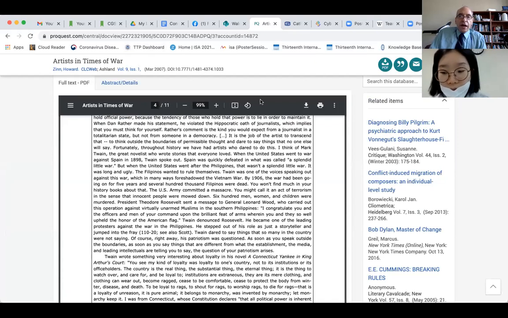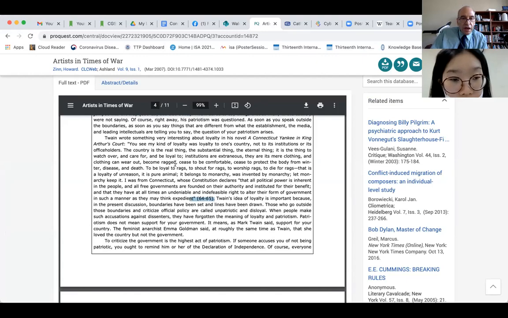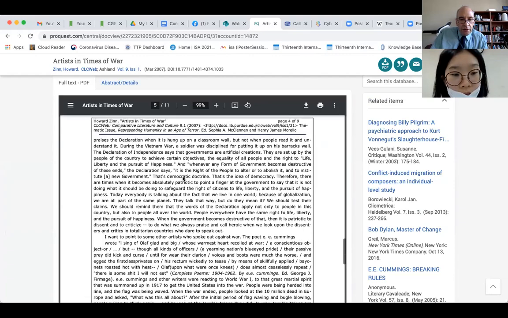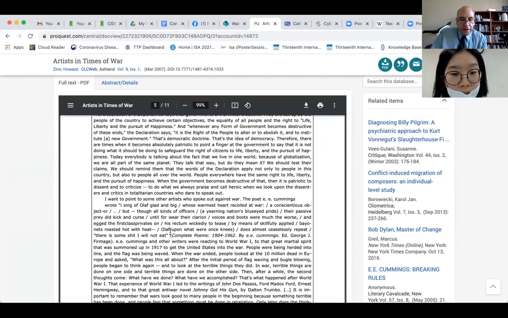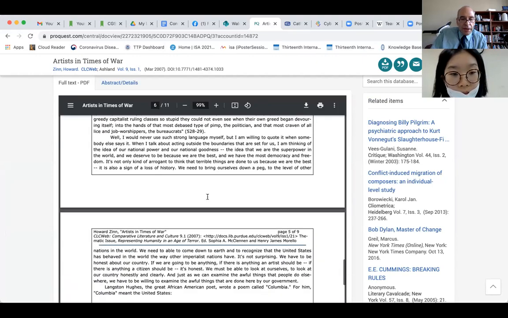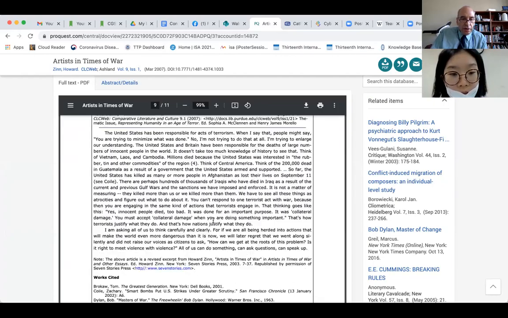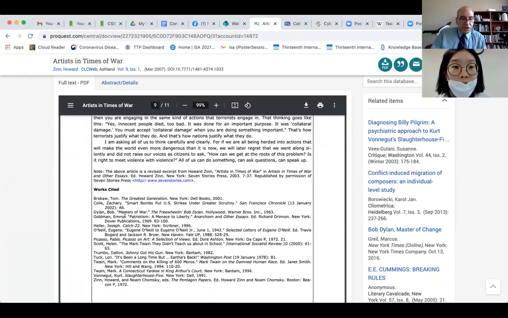So that's what you need to do. When you look, for example, you see Howard Zinn has in-text source citations. He's referring to Mark Twain, and this might be Eugene O'Neill. He shows where he gets the information. And then you can see at the bottom all of the references that correspond with the in-text source citations, the works cited.